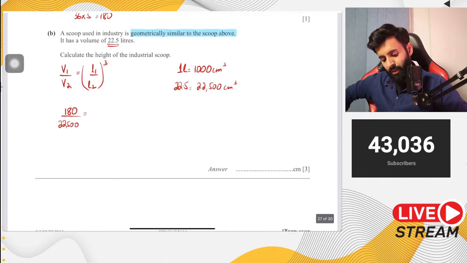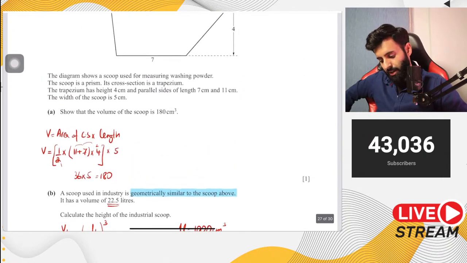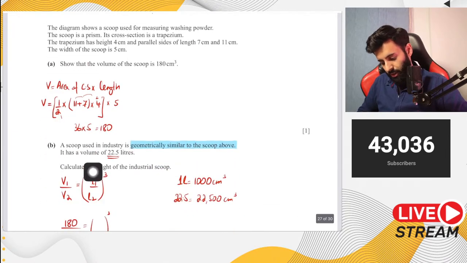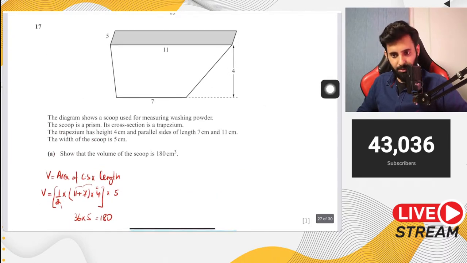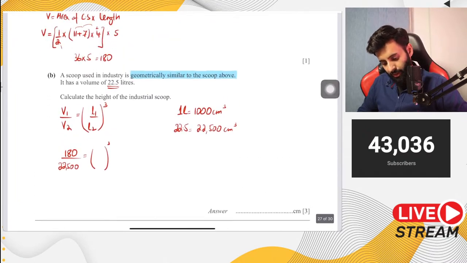Okay, now 180 upon 22,500 is equal to what? It equals (L1 upon L2) the whole thing cubed. Now notice that we have L1 and L2. In fact, we don't have L2, we have L1. We have the height of this scoop, which is equal to 4. So that's what we're going to write over here.